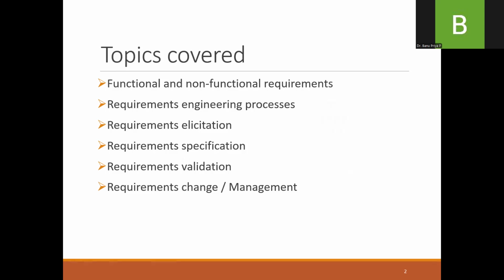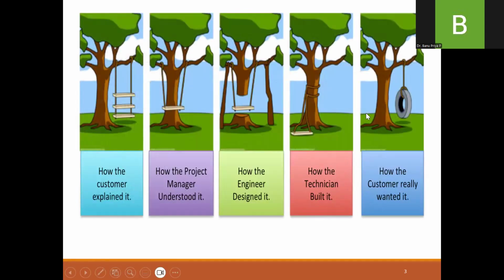First of all, communication is the first step in any software development life cycle. If you see this slide, the first one on the left-hand side is what the customer has explained, how he wants a swing, right? But once he has explained this to a project manager, what the project manager understood is this one. The customer has explained, and his requirement is the first one, whereas the project manager understood it this way, that is how he wants a swing.